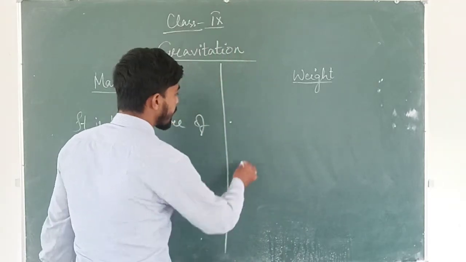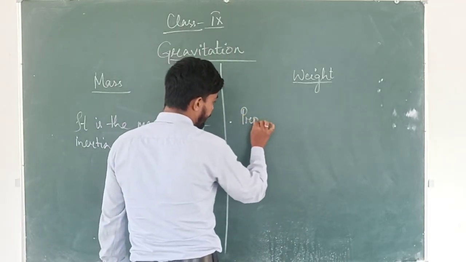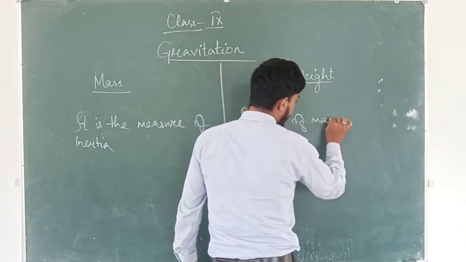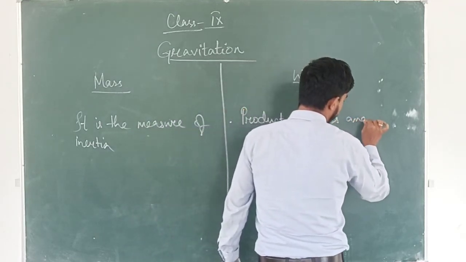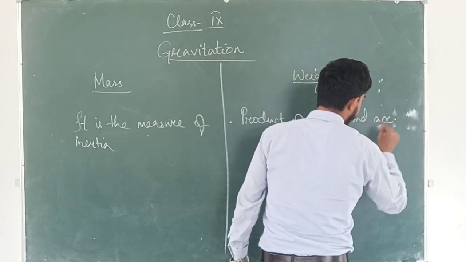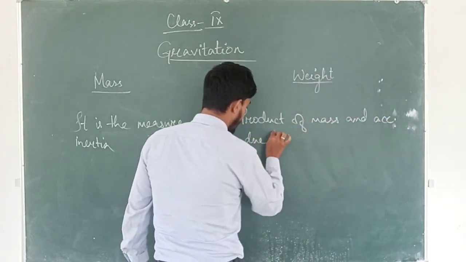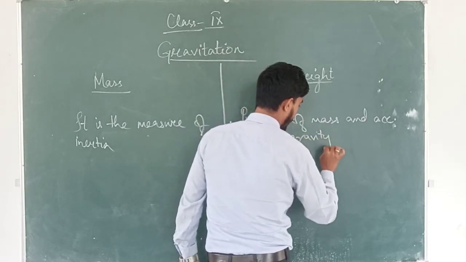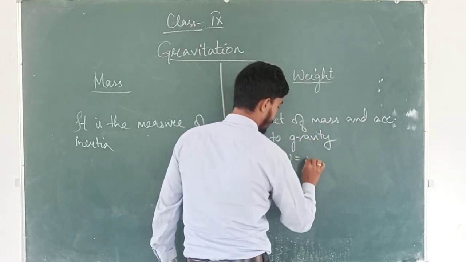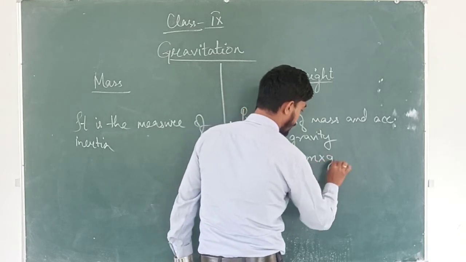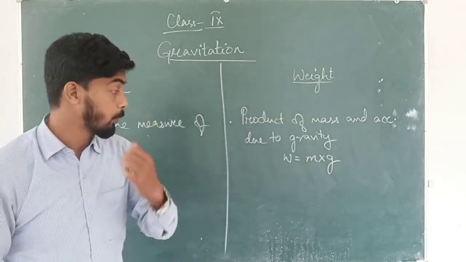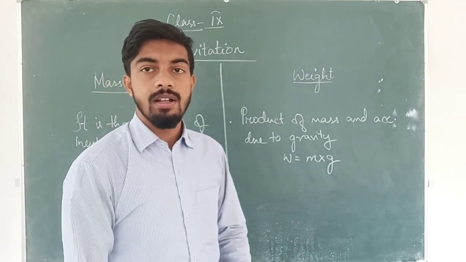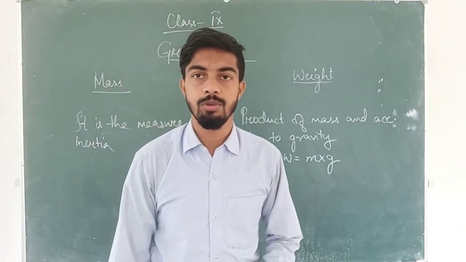And weight is the product of mass and acceleration due to gravity. So W is equal to M into G, mass into gravity. Simply we can understand that weight comes due to the gravity.